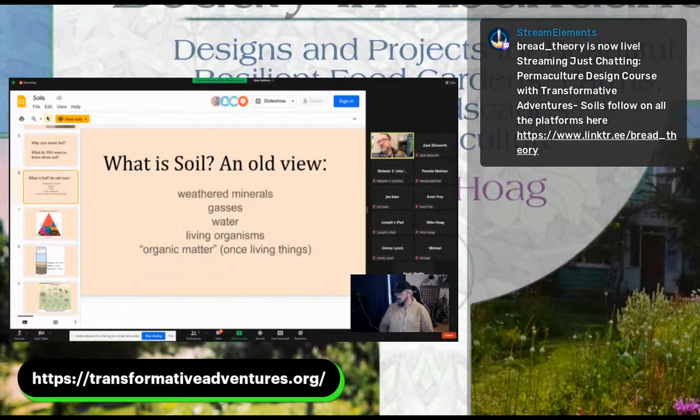Well, we're going to start talking about what is soil. So we start with the basics. What is soil? If it's not just dirt, what is soil? And we're going to give a couple different perspectives on it.